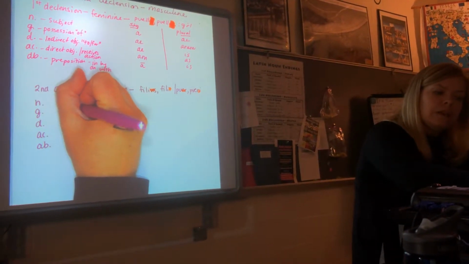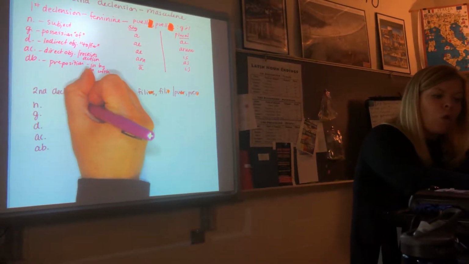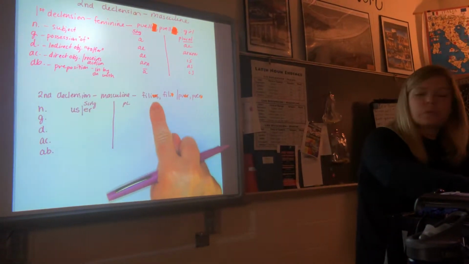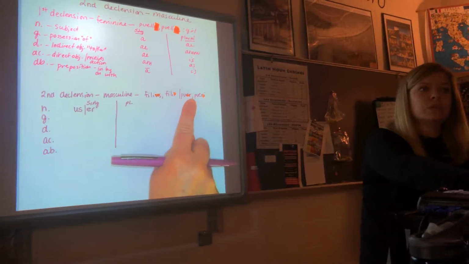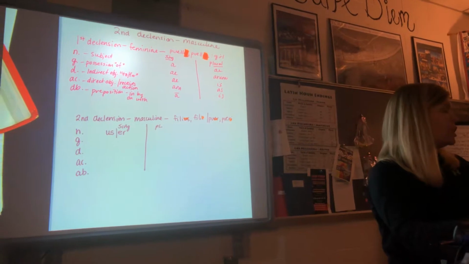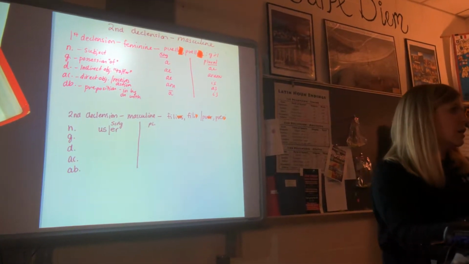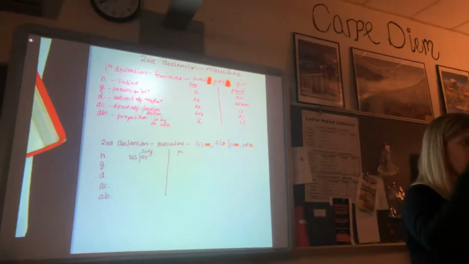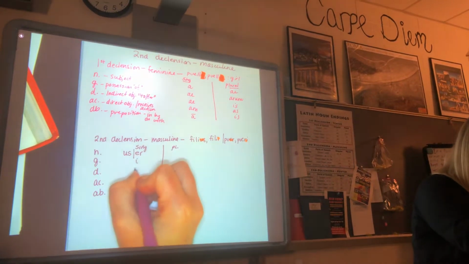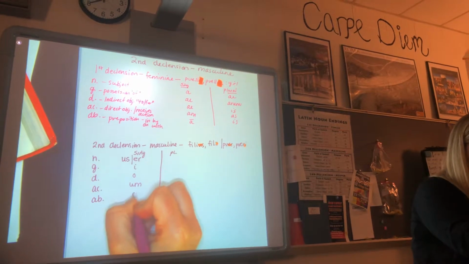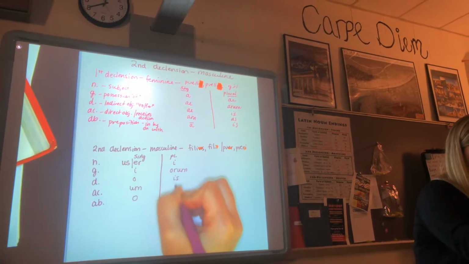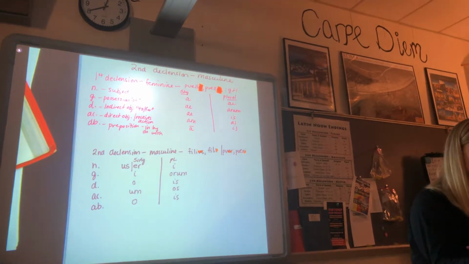In the nominative, it's either a us or an er. Filius would be the us, puer would be using the er. Okay? So there's some that have a us, there's some that have an er. All the other endings stay consistent though. Us, er, i, o, um, o, i, orum, is, os, is.